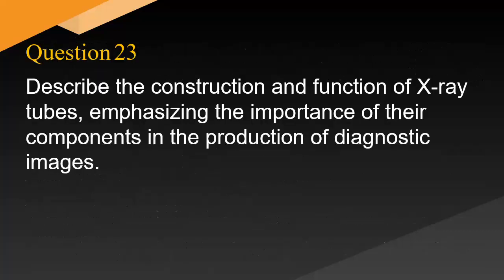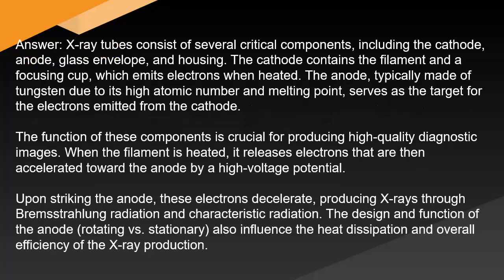Describe the construction and function of X-ray tubes, emphasizing the importance of their components in the production of diagnostic images. Answer. X-ray tubes consist of several critical components, including the cathode, anode, glass envelope, and housing. The cathode contains the filament and a focusing cup, which emits electrons when heated. The anode, typically made of tungsten due to its high atomic number and melting point, serves as the target for the electrons emitted from the cathode. The function of these components is crucial for producing high-quality diagnostic images.